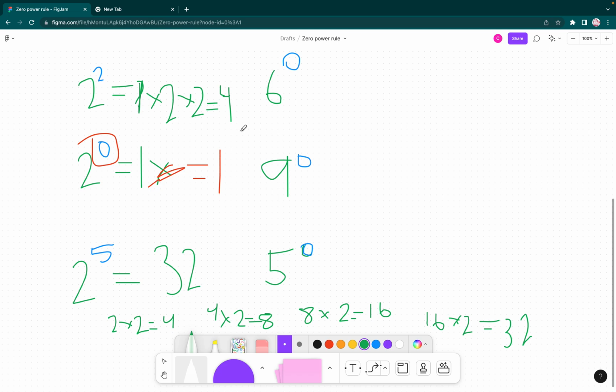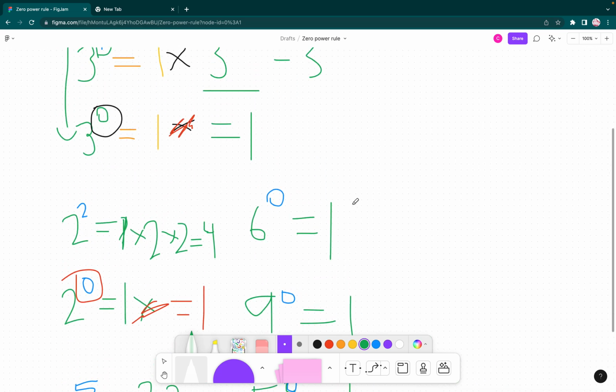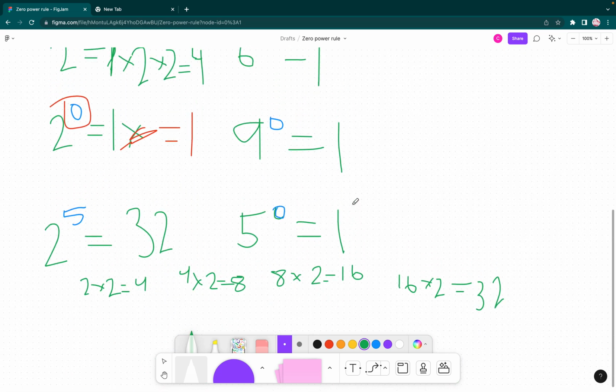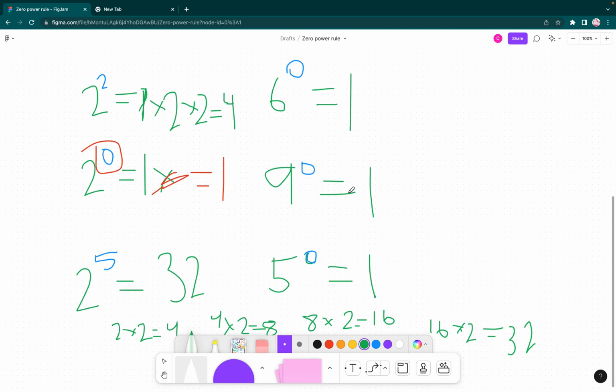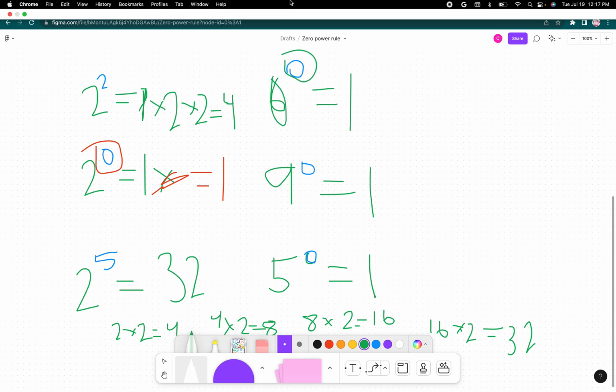Yay. Okay, so next we've got 6 to the power of 0. Well, 1 times nothing, so it's equal to 1. 9 to the power of 0, 1 times nothing, so it's equal to 1. 5 to the power of 0, 1 times nothing, so it's equal to 1. So I hope you guys got that. If you need any more help, just ask someone to give you some random numbers and put a power of 0 on them. So, it's pretty simple. Bye!